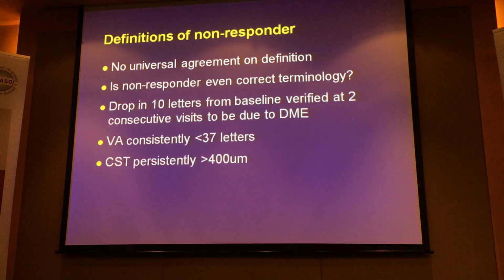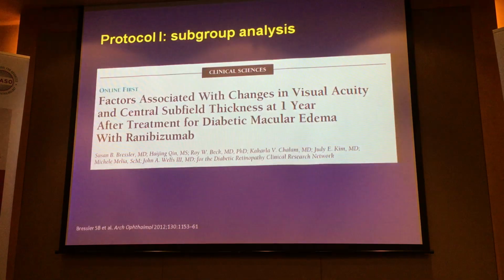A drop of 10 letters from baseline. VA consistently less than 37, that is visually blind. And central subfield thickness of persistently more than 400 microns. Interestingly, in the UK, the NICE guidelines use 400 microns as a definite indicator for anti-VEGF because those are associated with much worse prognosis.